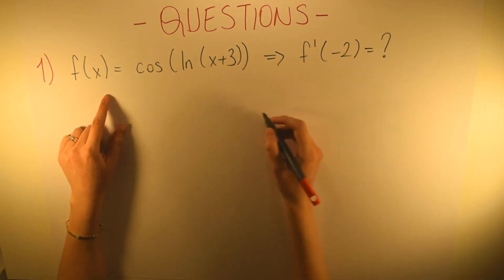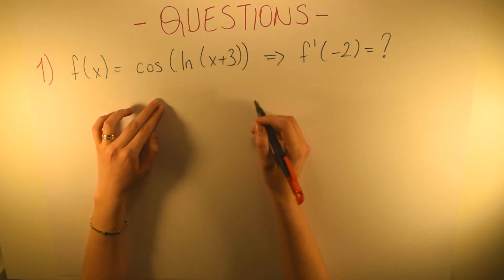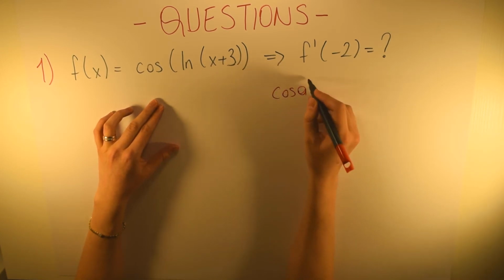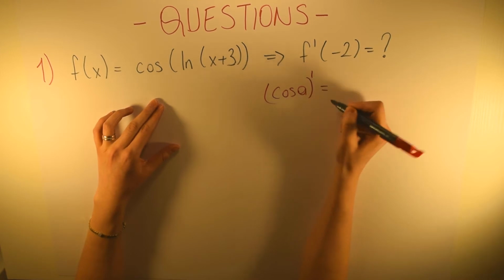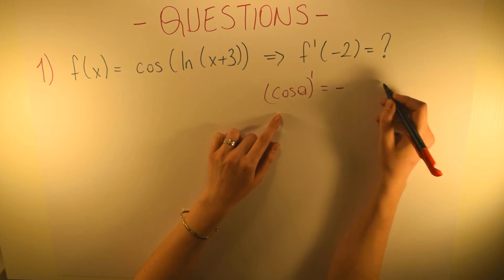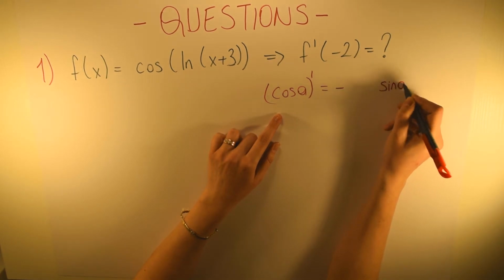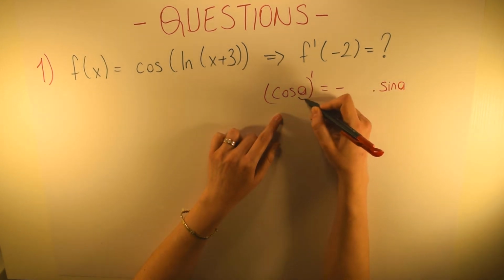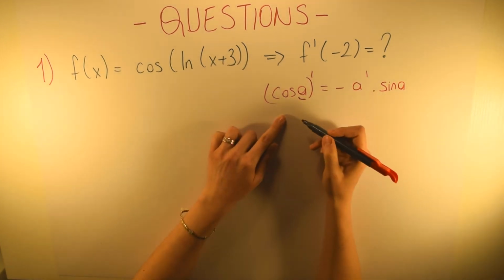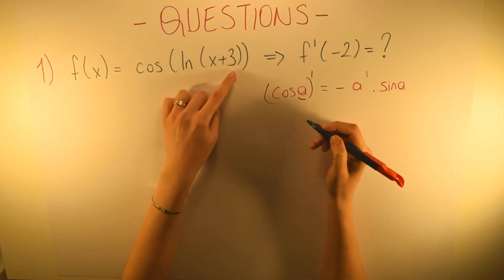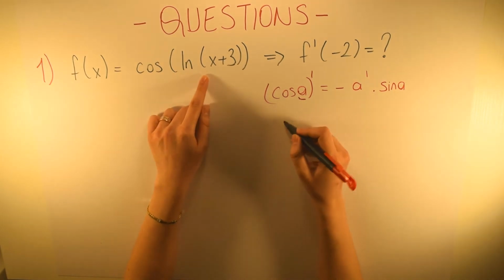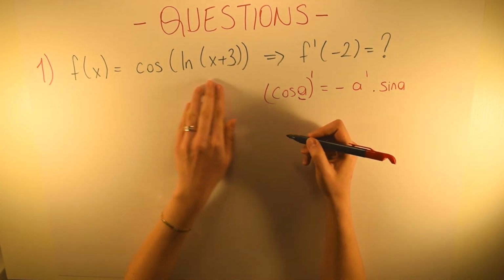So first, how do we take the derivative of a cosine function? Let's say it is cosine a. The derivative of cosine a is equal to, what is the derivative of cosine? It is minus sine, right? It's minus sine a, and also I need to take the derivative of this a. Here, when we look at our question, we have ln of x plus 3, so this is our a. So I also need to take the derivative of this one.